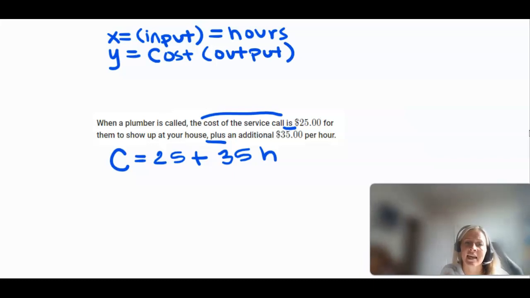So let's say that they came for 3 hours. The plumbers came for 3 hours. Could we figure out that cost? I want you to take a second and try to figure out what would that cost be.